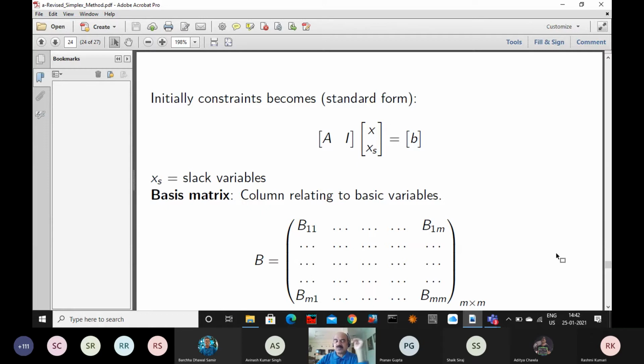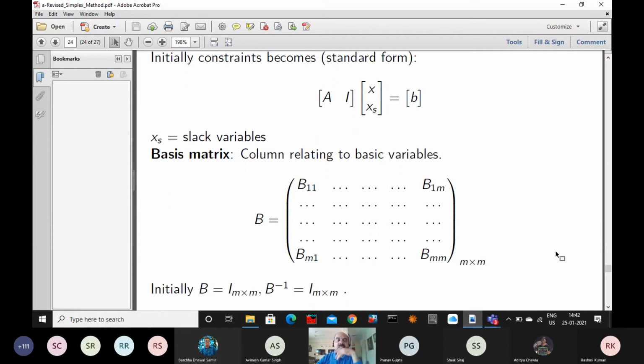Okay, slack variables. How does the basis matrix look? The basis matrix is a square matrix of order m by m, with first column, second column, and so on. And what is B? Initially this is actually the identity matrix, and since it is the identity matrix, its inverse is also the identity, right? The basis matrix is identity in the initial simplex table.